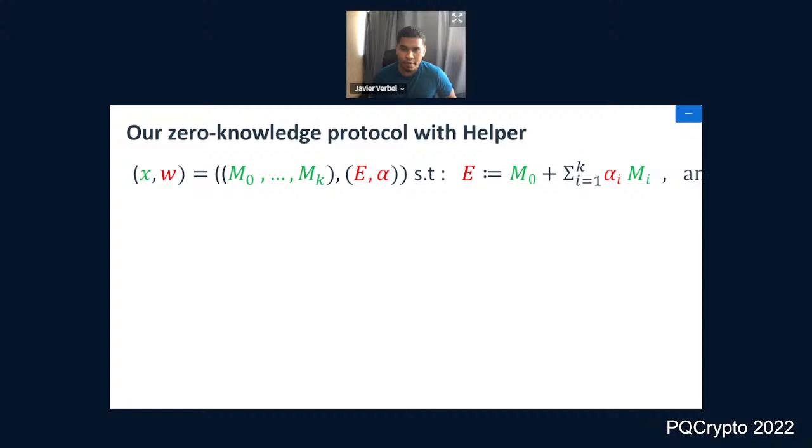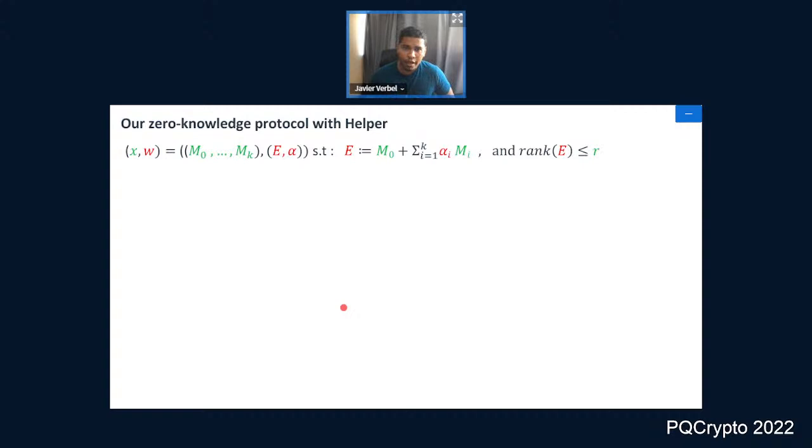So I'm going to take some time to explain how our zero knowledge protocol works. Here, our public value is just the instance of the MinRank problem, while the secret value is the solution of the MinRank problem, which is a vector alpha and the low rank matrix, where the low rank matrix is just the matrix we obtain by performing the linear combination. And of course, this matrix should have rank less than R.